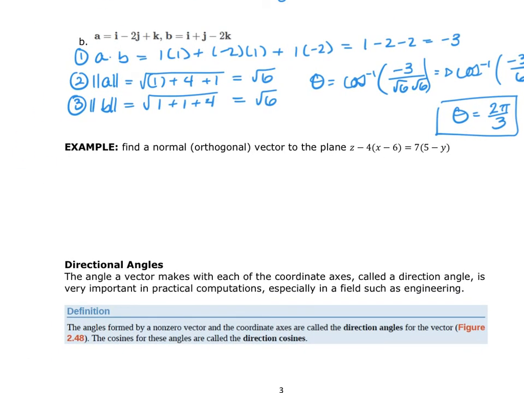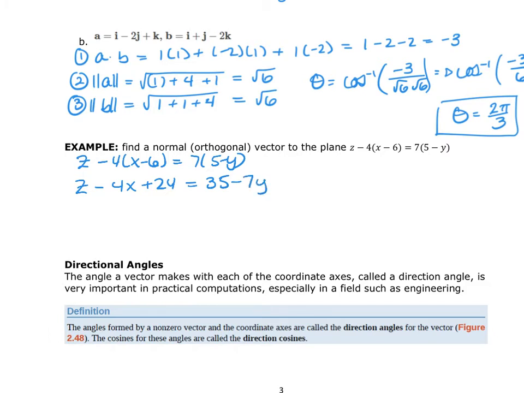Let's take a look at this one. We're asked for the normal or orthogonal vector to this given plane. So the first thing I'm going to do is rewrite this equation. I'm going to rewrite this as z minus 4 times x minus 6 is equal to 7 times 5 minus y. I'm going to go ahead and distribute the 4. So I've got z minus 4x plus 24 is equal to 35 minus 7y.